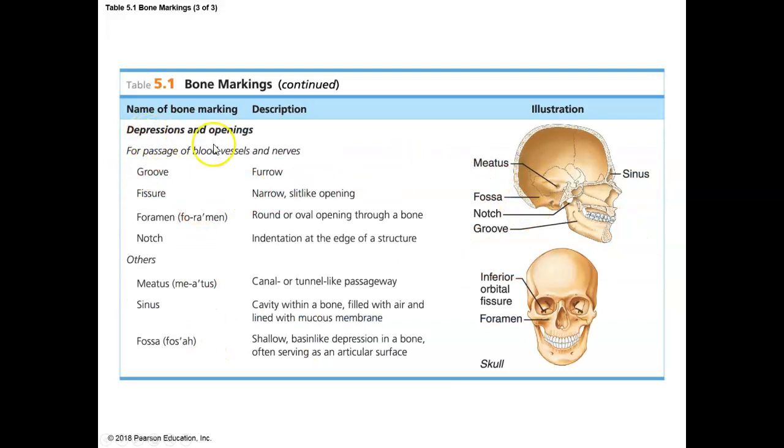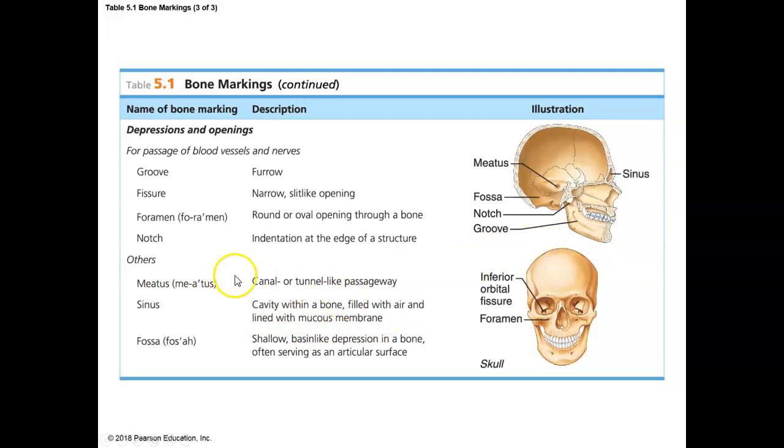We have depressions and openings, which allow for nerves and blood vessels to move through. So we have grooves, you can see that on the mandible. Fissures are very slit-like openings. Do I see a fissure? Yep, the orbital fissure. Foramen, these are rounded or oval openings that allow for blood vessels and nerves to move through.